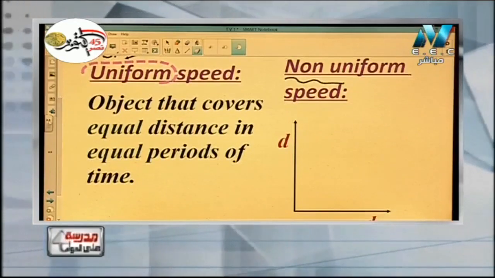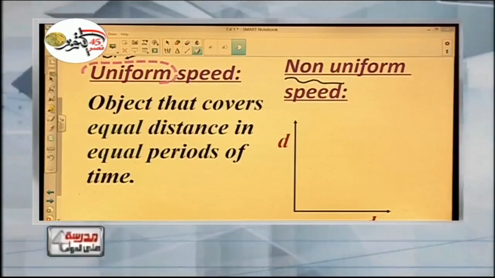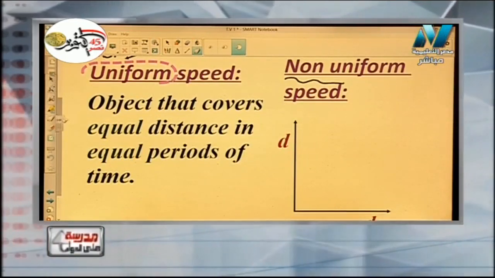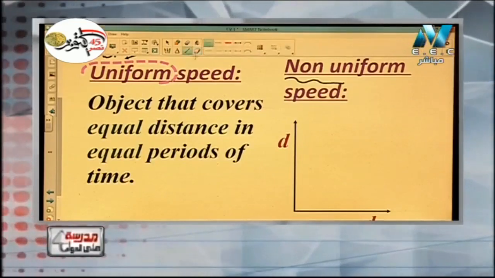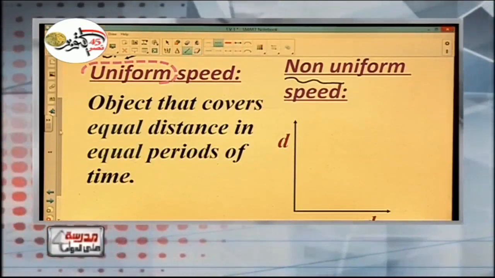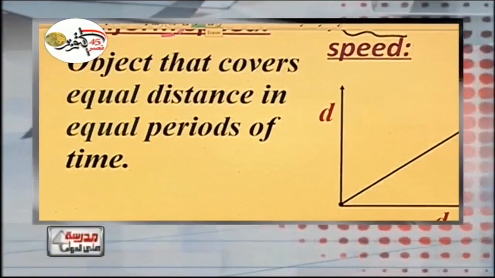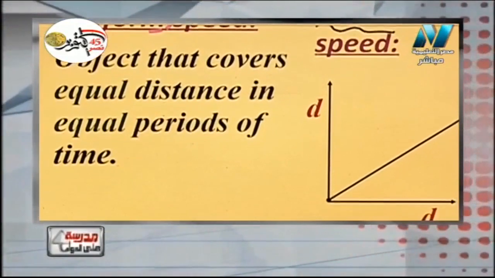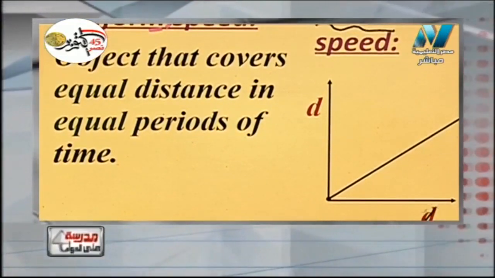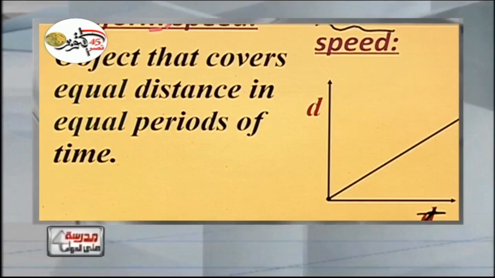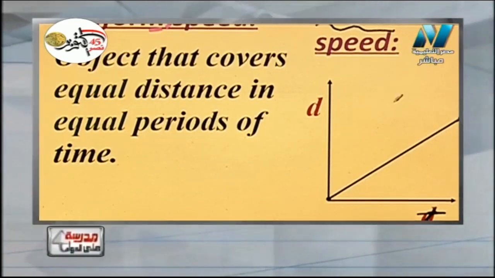And we can illustrate or represent the relation between distance and time in a graph, as on the right side, as we see. The graph of distance and time. So we talk about speed, but here we talk about uniform speed. Here we have distance and time, one for distance and the other for time. And we have uniform speed because the body covered equal distances at equal periods of time.